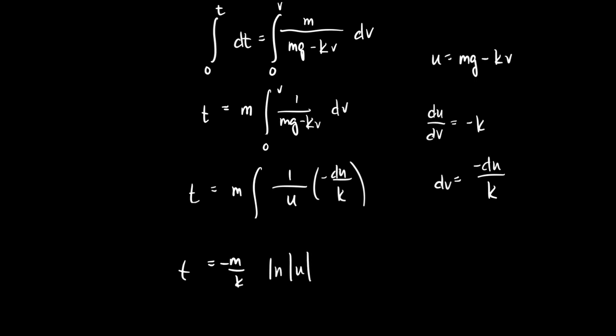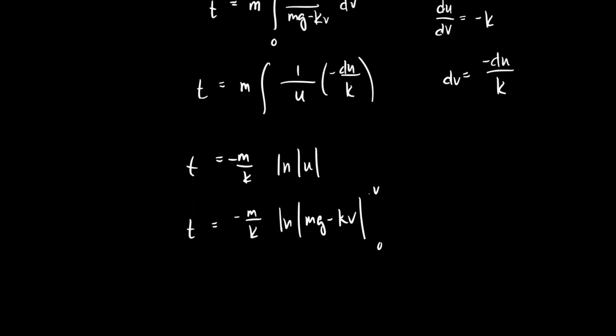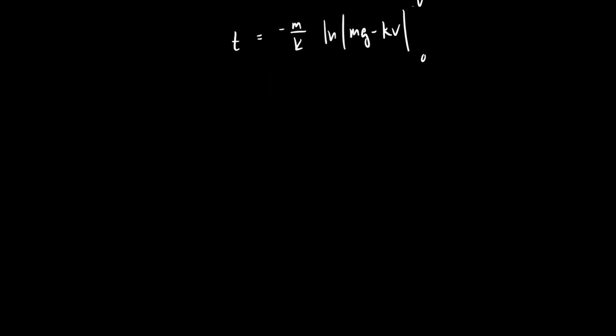Natural log of u. And now I will go back to my old function. And that's going to be natural log of mg minus kv evaluated from 0 to v. All right, so that's all the calculus. Now we're down to just algebra.